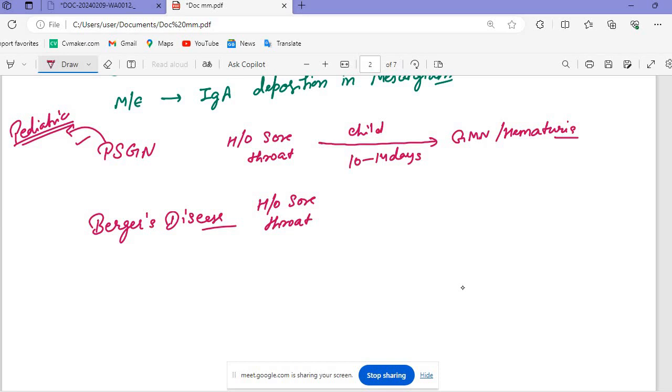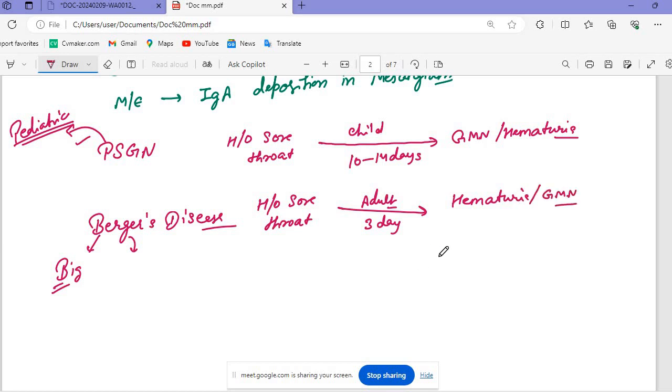Then if we are seeing Berger disease, I told you that is common in adults, and it occurs in just 3 days. So that is very fast. So what about adults? Adults, they are big in number, remember, so it will become fast, jaldi. So in adults, within 3 days we will get the hematuria and we will see the glomerulonephritis.